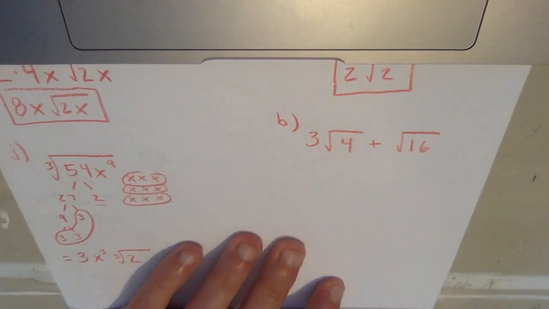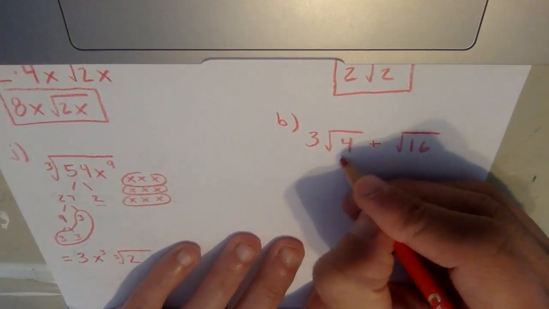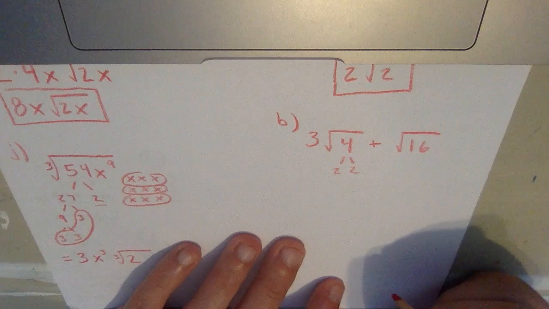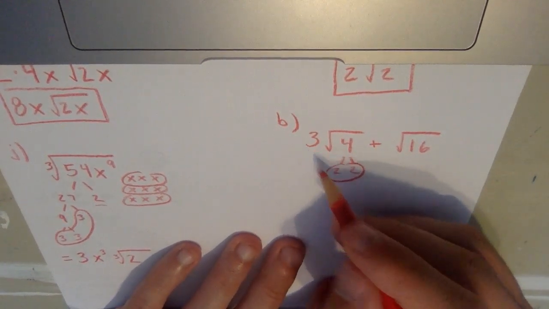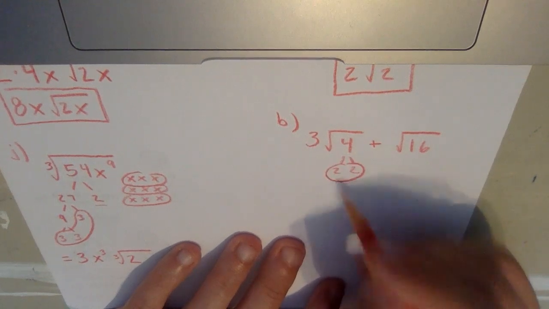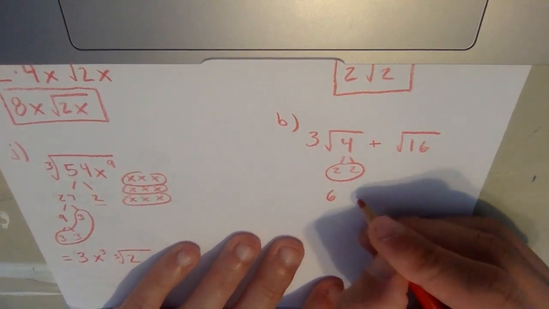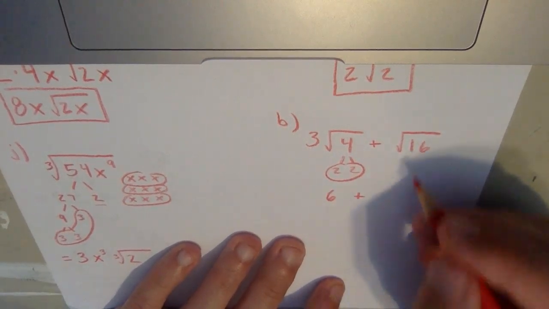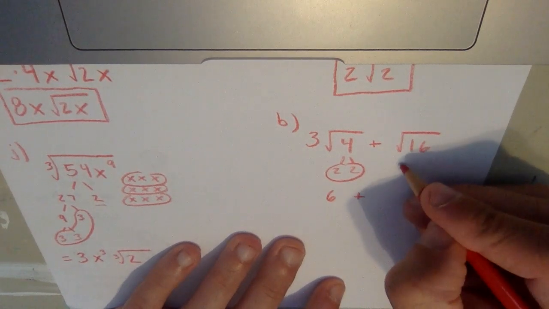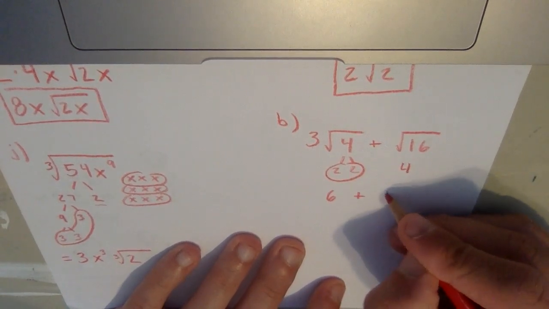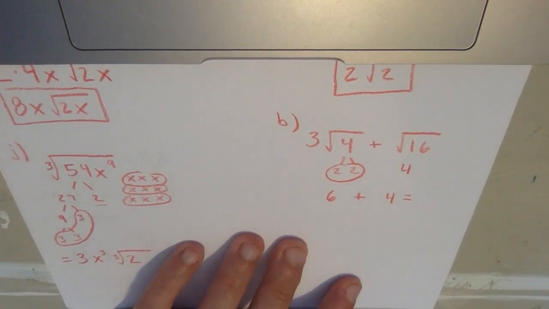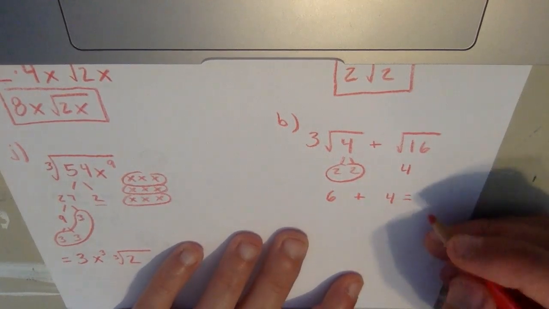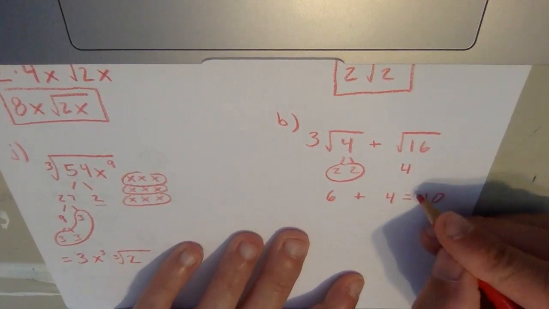So we know that the square root of 4, if I broke this down looking for pairs, that would be 2 times 2. I would get my pair there, so they would move outside. 3 times 2 would give me 6 here. Plus square root of 16, well, hopefully we know that's just 4. So plus 4. And these are just whole numbers here. 6 plus 4 is going to give me 10.